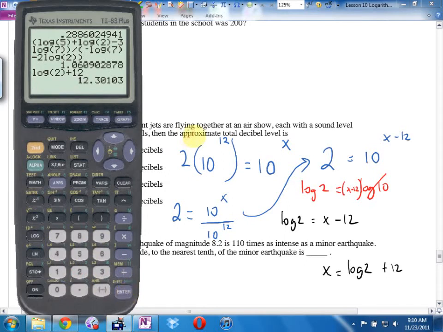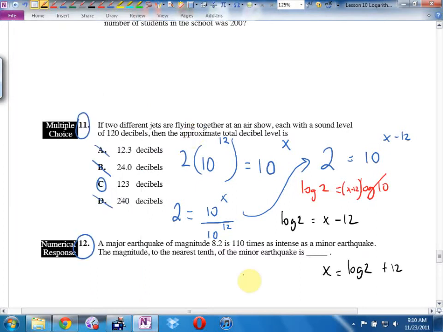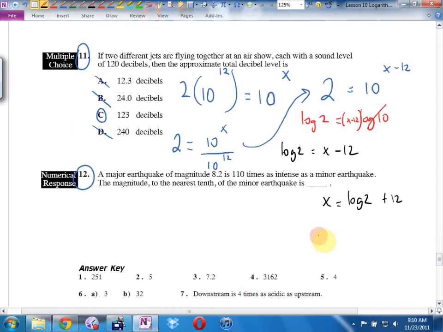Okay. By the way, I'm not going to give you one quite this tough. I'm only doing this for the nerdiness of it. And it is good practice to find the other ones easier. Here's what we're saying then. 2 jets is the same as that. But Ryan, that's in bels.